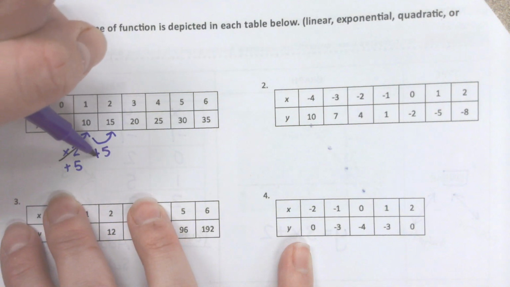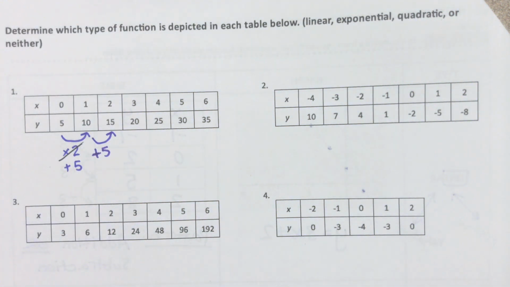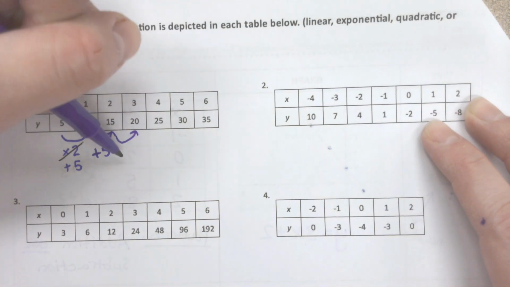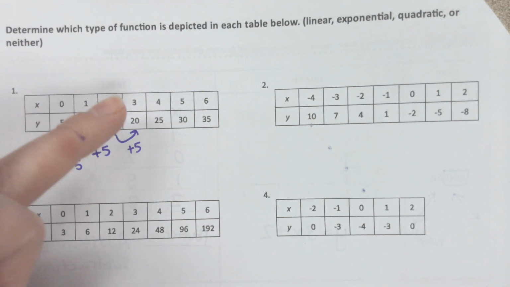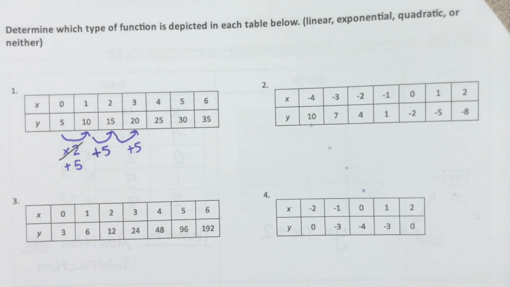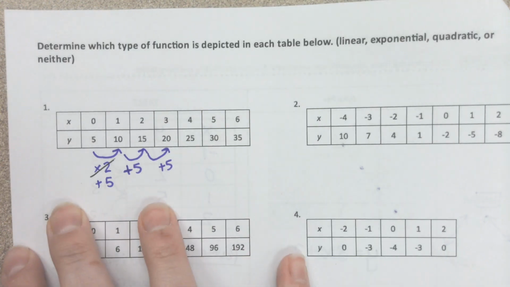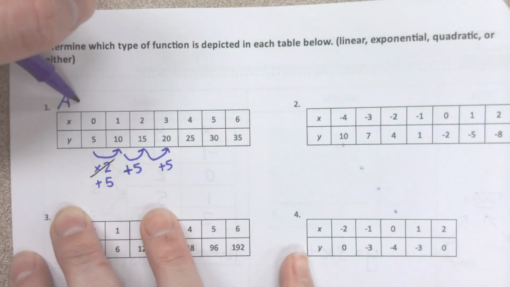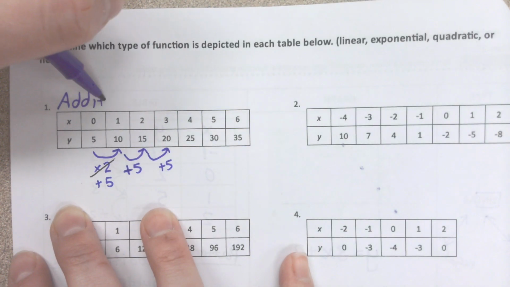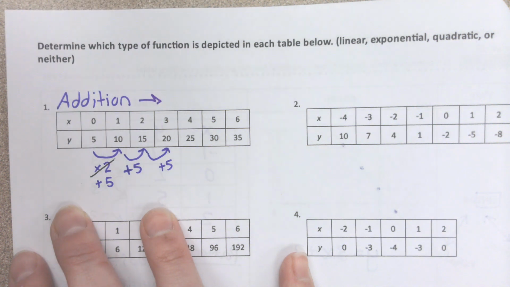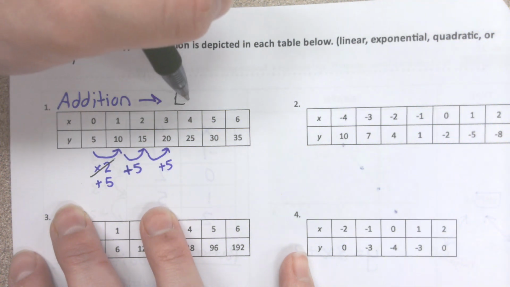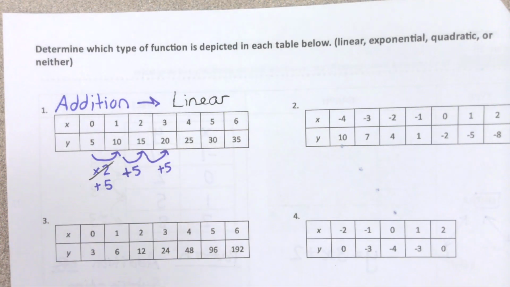So plus 5, we've got two good numbers. My advice, go at least 3. Make sure. 3 will ensure the pattern. 15 plus 5, that is 20. Our pattern here is addition. This is a linear function.